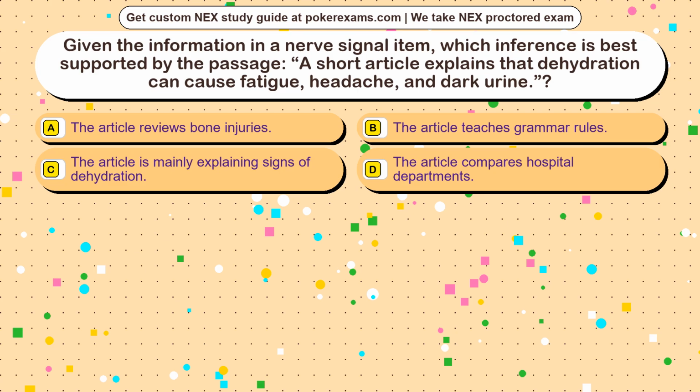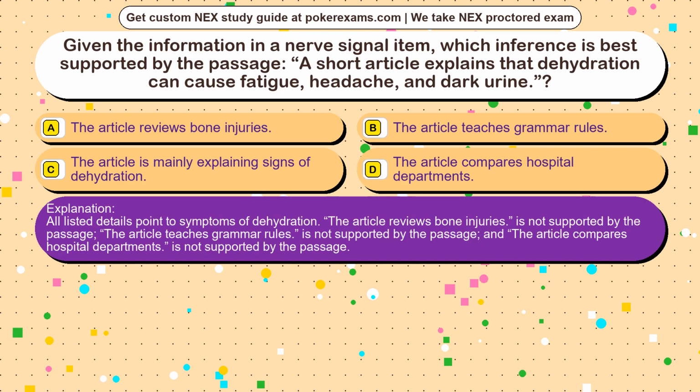The correct answer is option C. All listed details point to symptoms of dehydration. The article reviews bone injuries is not supported by the passage. The article teaches grammar rules is not supported by the passage, and the article compares hospital departments is not supported by the passage.